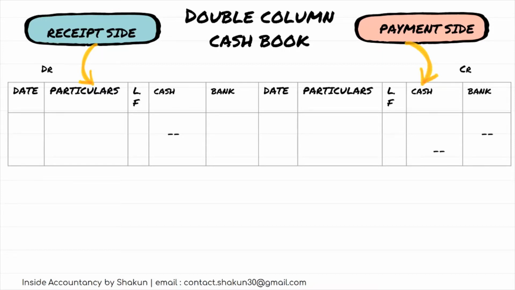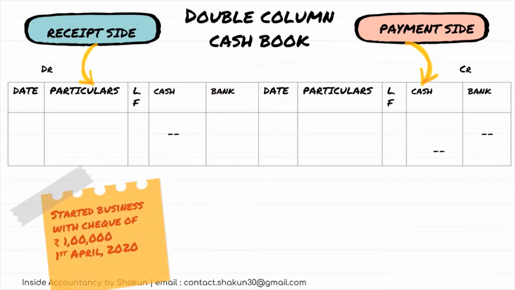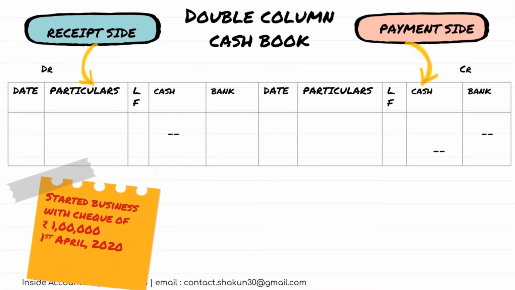Now let's understand this with the help of an example, how the entries have to be posted in a double column cash book. The first transaction is: started business with check of rupees 1 lakh on 1st of April 2020. So now we've started the business not with cash but with check. That means money is coming in the bank. So our journal entry in this case would be bank account debit to capital account.